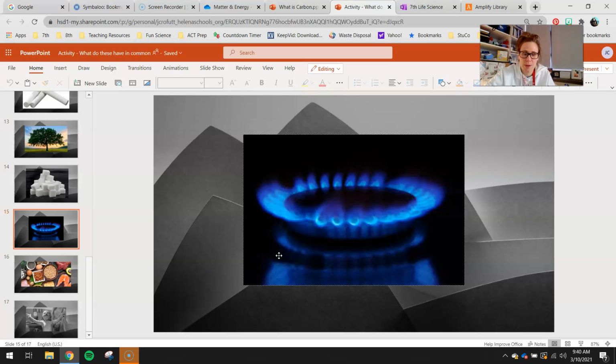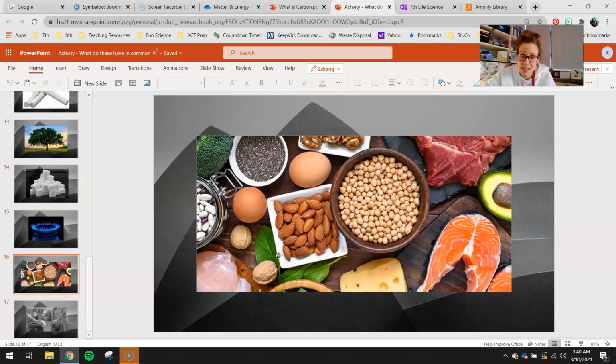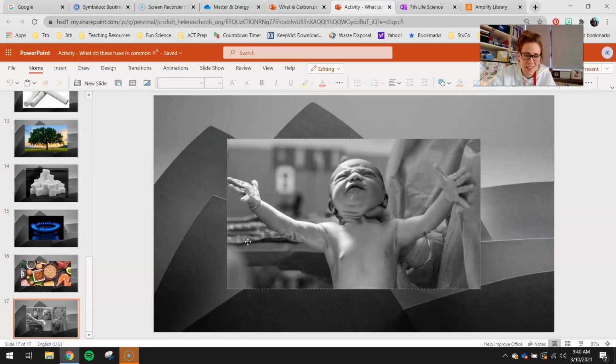We've got a natural gas burner, and for those of you who have natural gas in your home, this would be the same kind of gas you see pumping out for your stove. We've got proteins here. We've got some avocados, some meats, some nuts, some eggs. All of those are chock full of proteins. Looks like some kind of quinoa grain maybe. Chicken, beans, cheese, all of those are chock full of proteins. And last but not least, we've got this cute little baby reaching up, claiming its new life.